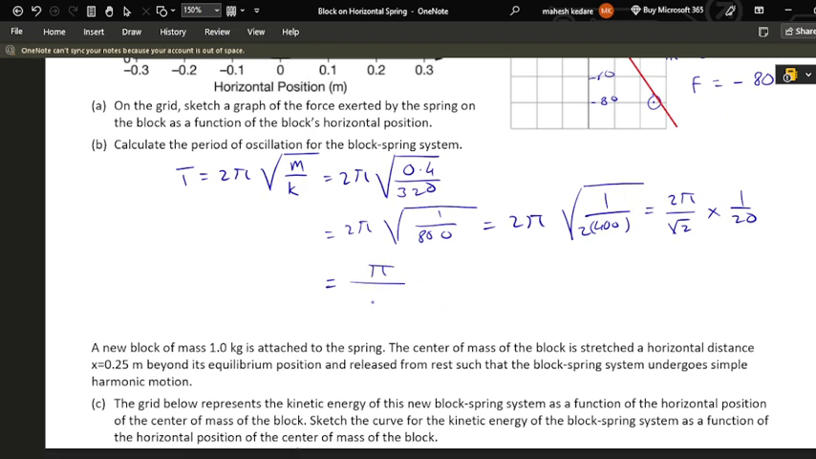Pi by 10 root. Pi by 10 root. The answer is equal to 0.2 time period.